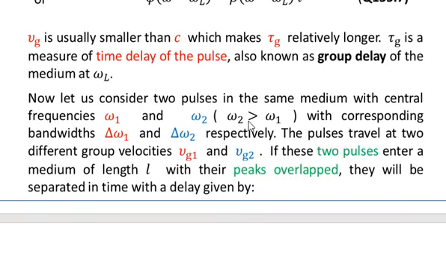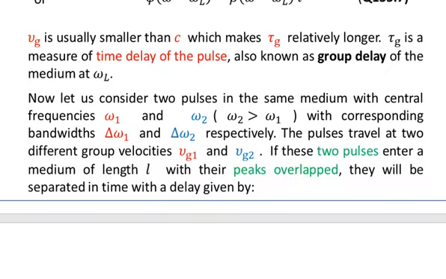And assuming that omega 2 is greater than omega 1, with the corresponding bandwidths, delta omega 1 is the bandwidth of pulse 1 and delta omega 2 is the bandwidth of pulse 2. The pulses travel at two different group velocities, Vg1 and Vg2. If these two pulses enter a medium of length L and their peaks overlapped initially, they will be separated in time with a delay between them given by.